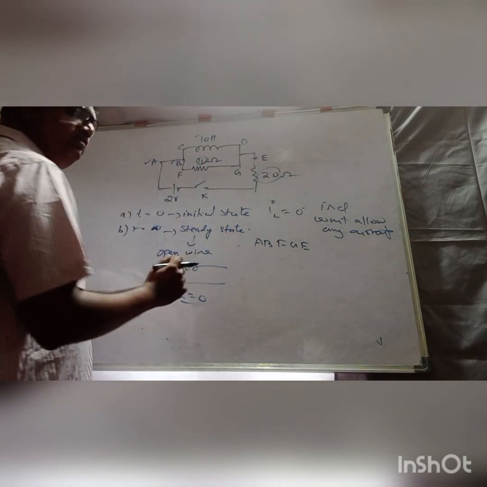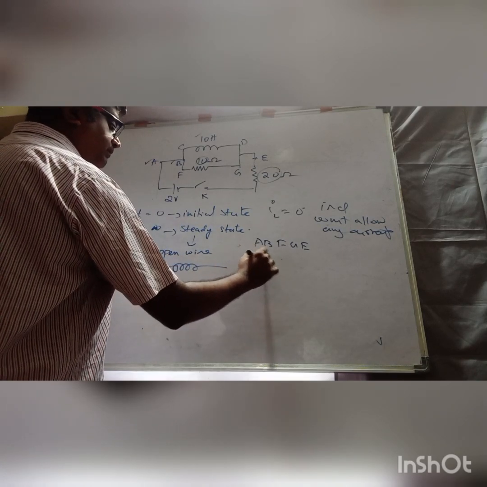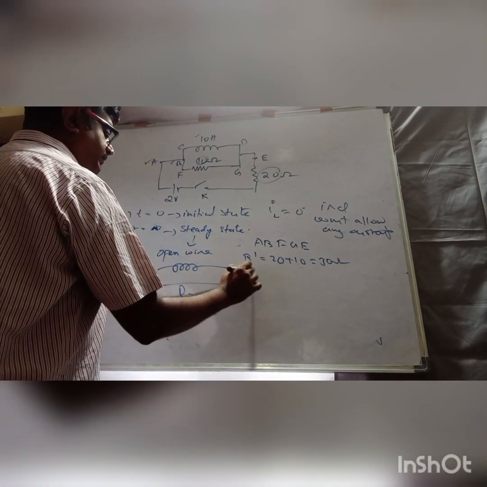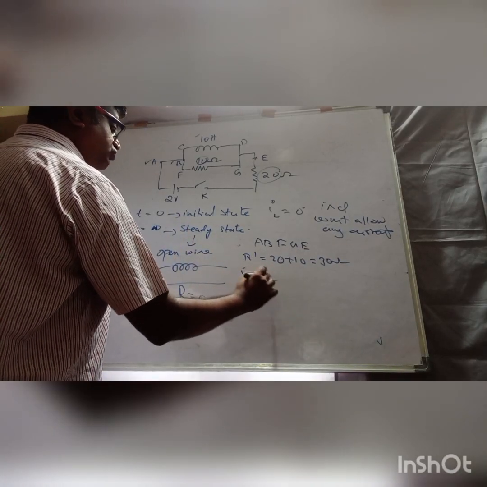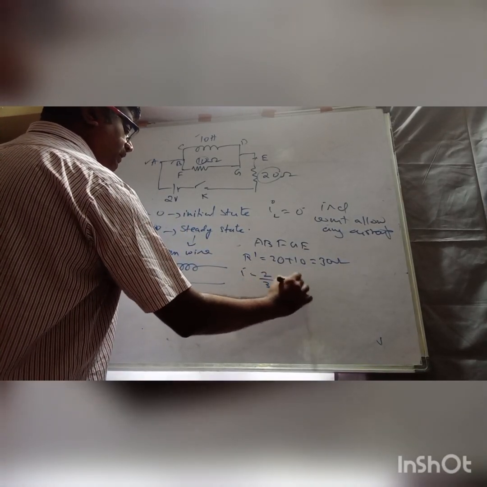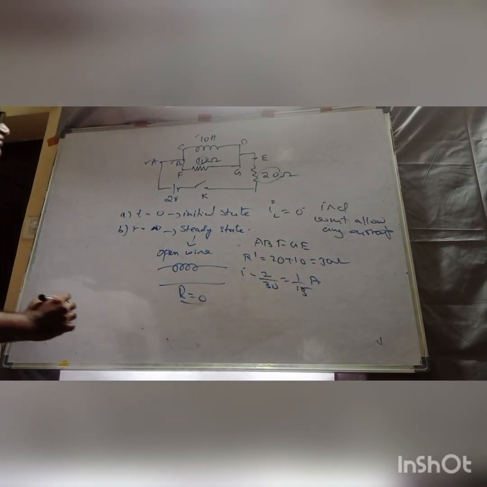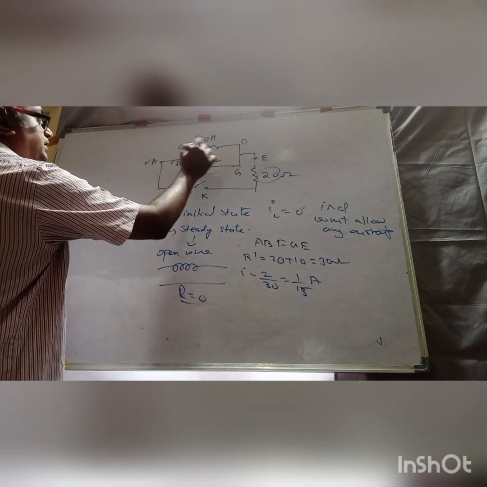So both are in series. So the effective R will be 20 plus 10, 30. And the current will be voltage, which is 2 by 30, 1 by 15 amps.